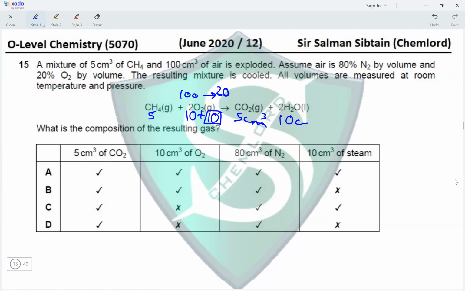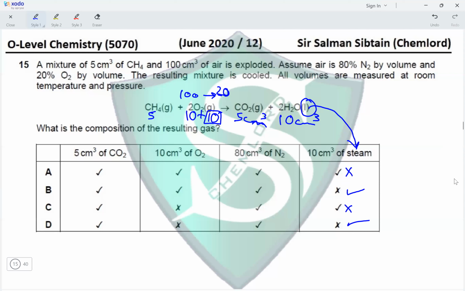So 5 cm cube of methane would produce 5 cm cube of carbon dioxide and it would produce 10 cm cube of water. But the issue is at room temperature, the liquid state of water exists, not the steam as given in the table. So steam will not be present. So this should be X. So we can actually eliminate options A and C because they have steam present.